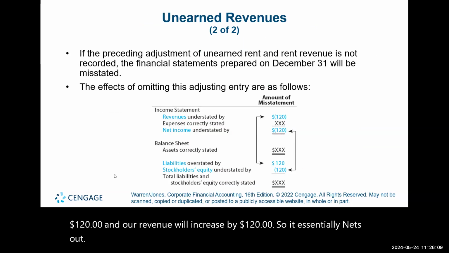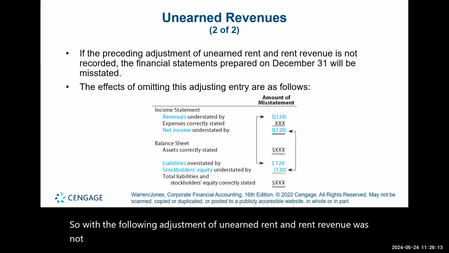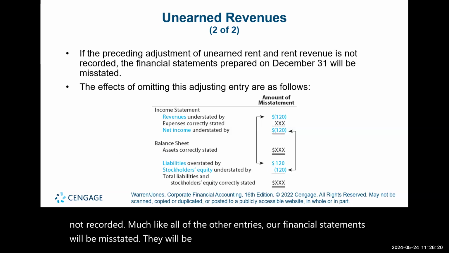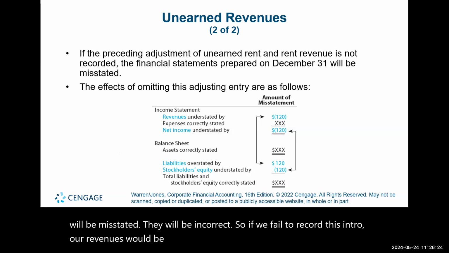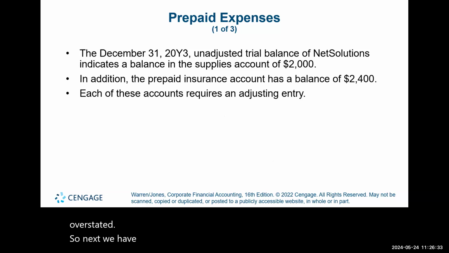So if the following adjustment of unearned rent and rent revenue was not recorded, much like all of the other entries, our financial statements will be misstated, they will be incorrect. So if we fail to record this entry, our revenues would be understated and our liabilities would be overstated. So next we have our prepaid expenses, which refers to our deferred expenses.